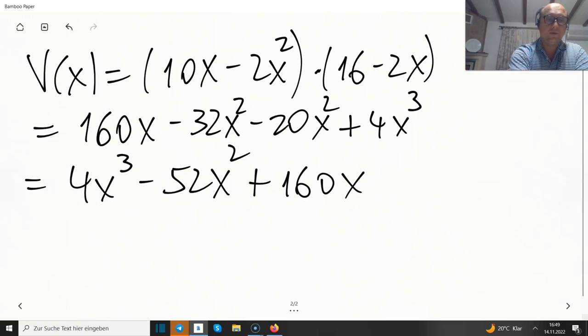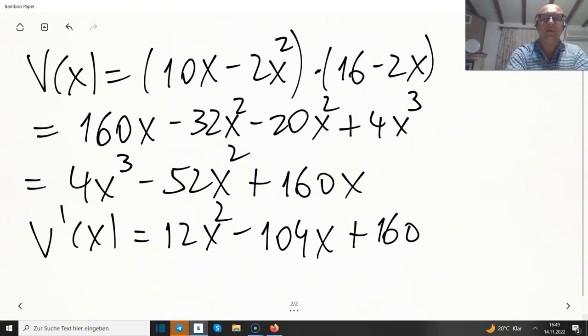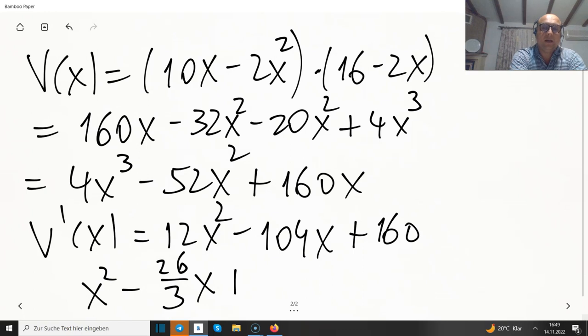All right, so the derivative. We got 12x squared minus 104x plus 160. We put it equal to 0. We divide by 12 as well, so we get x squared minus 104, which is divisible by 4, and 12 is divisible by 4 as well, so we end up with 26 over 3 x, and if we divide this one by 4, it's going to be 40 divided by 3, equal to 0.